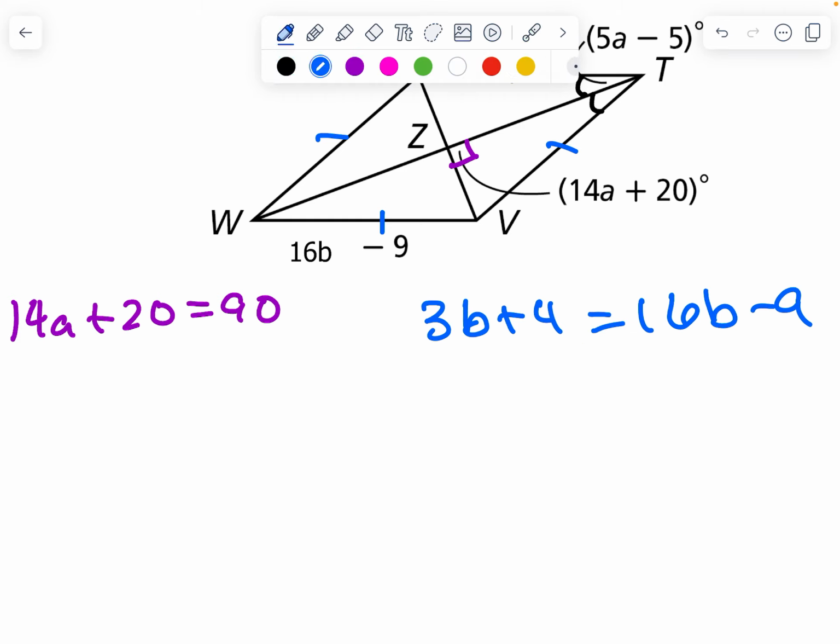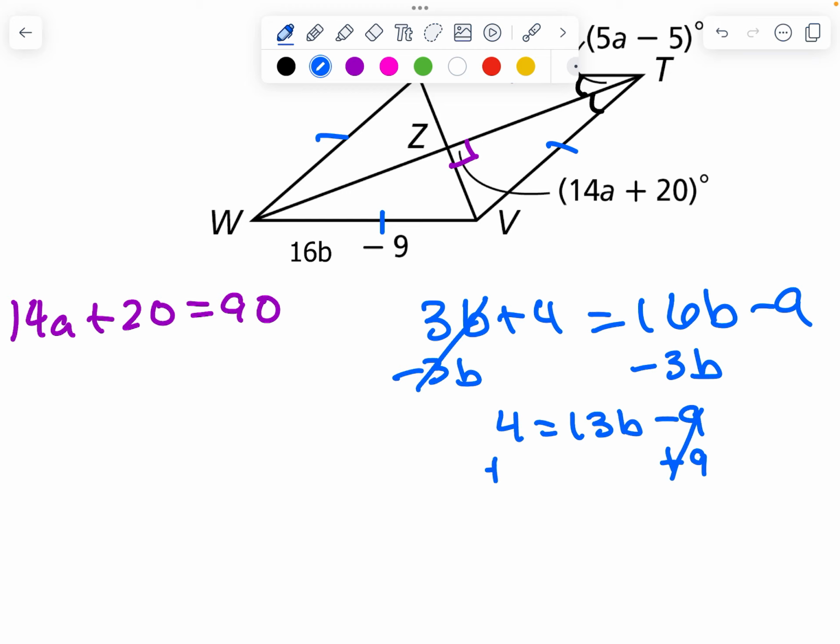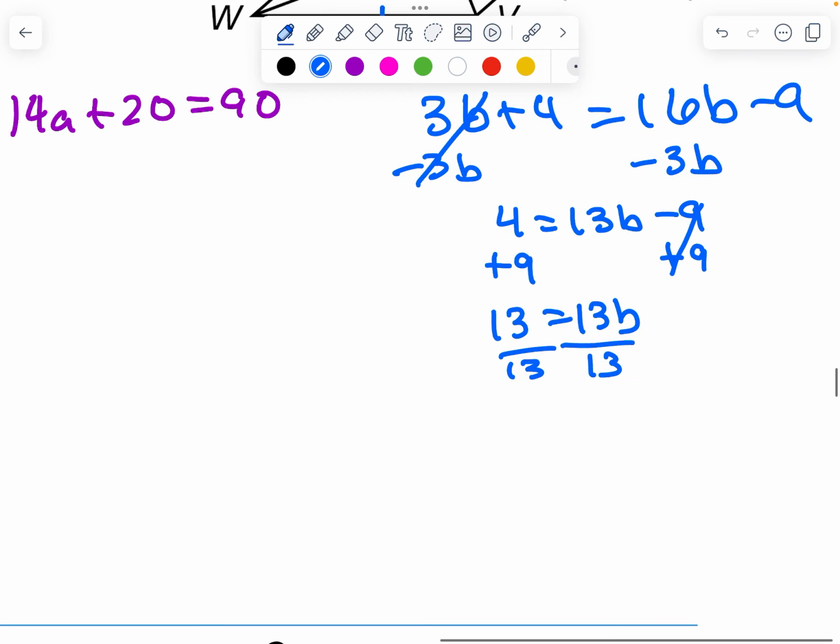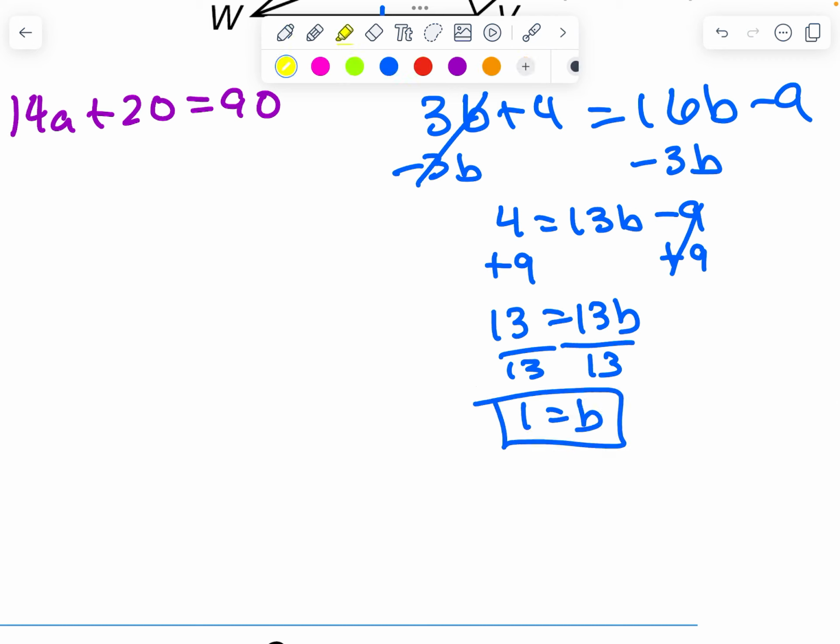If you want to do it on your own, go ahead and pause the video. Otherwise, you can just follow me because we're going to speed run this. First, let's get rid of a variable. I'm going to subtract 3b. Now we can cancel out one of the constants on the same side as the variable. I got 13 is equal to 13b. Divide by 13, and we found our first variable. Our b is equal to 1. That's going to be important later, so let's highlight that.